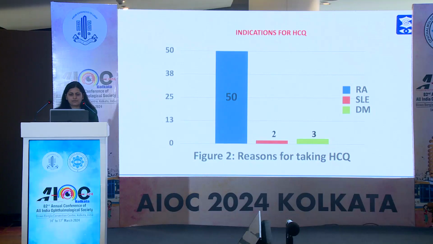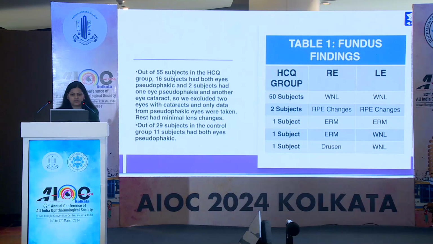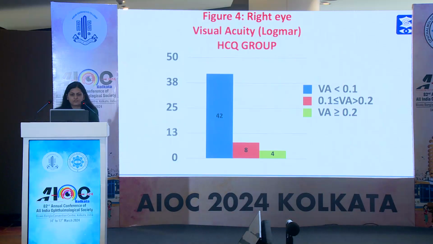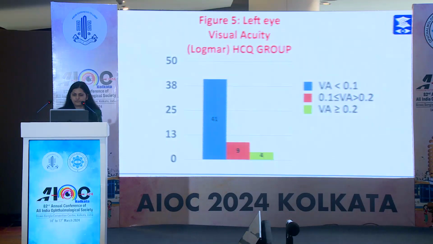Indication for HCQ was mainly rheumatoid arthritis. And fundus findings were mostly normal, and 2 subjects have shown RPE changes in both the eyes. One has shown ERM in both eyes, one has ERM in one eye, and the other one drusen. Visual acuity was recorded in logMAR. Mostly they had less than 0.1 in the right eye, similarly in the left eye.